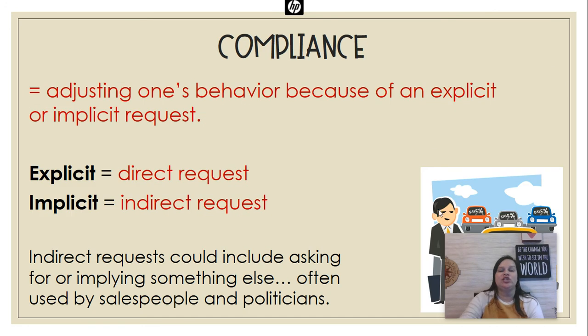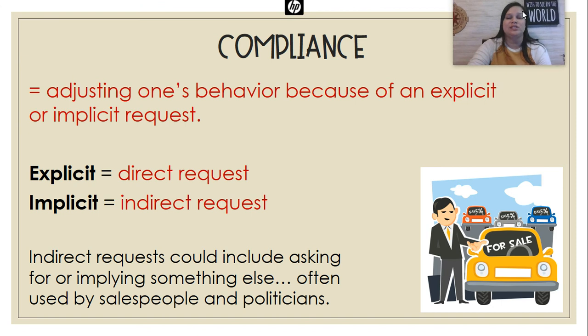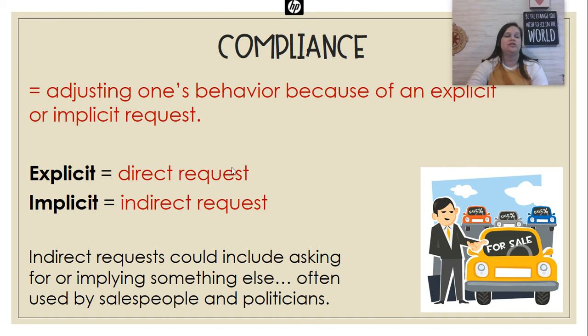Compliance is when we adjust our behavior because of some implicit or explicit request. An explicit request is somebody actually saying, I need you to do this. Implicit is indirect, like I may hint around at it, like say, oh, I'm so tired, I wish I didn't have to do this. And then somebody will say, well, okay, I'll do it. They'll volunteer. So it was sort of implicit compliance, an indirect request.